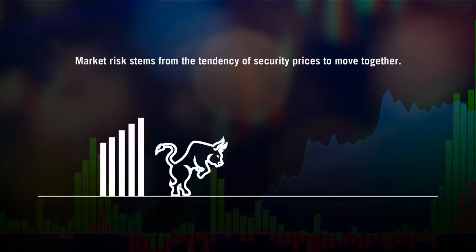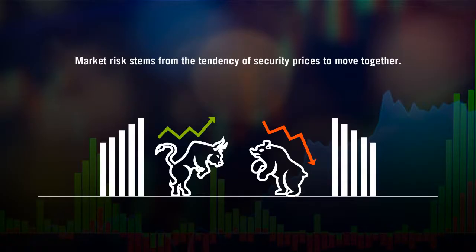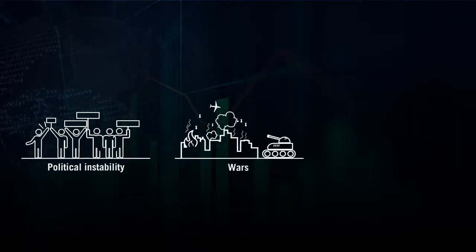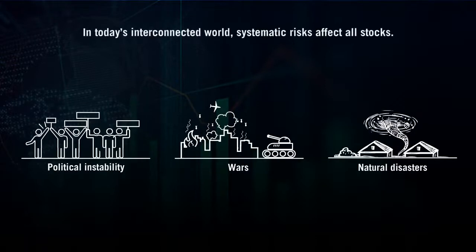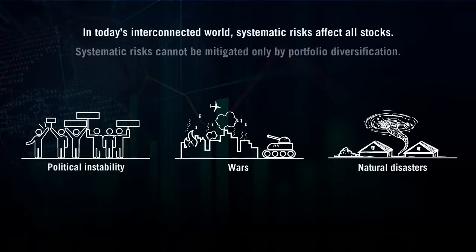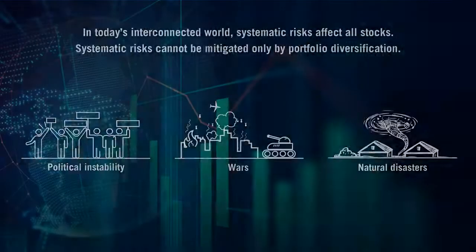Market risk is a significant element of total systematic risk. Market risk stems from the tendency of security prices to move together. In a falling market, even fundamentally sound stocks can fall. Political instability, wars, and natural disasters are part of systematic risk. In today's interconnected world, systematic risks affect all stocks, and such risks cannot be mitigated only by portfolio diversification.